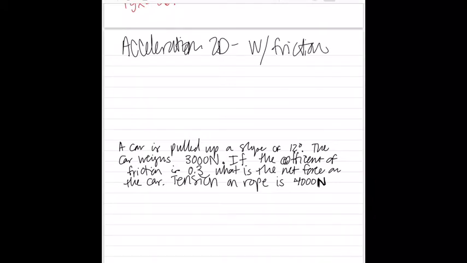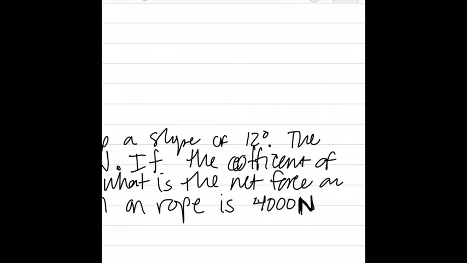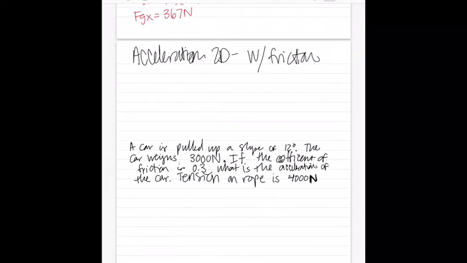All right, so I pulled in this question that we did the other day. So the car is pulled up a slope of 12 degrees. The car weighs 3,000 newtons. If the coefficient of friction is 0.3, what is the net force on the car? So this question will change a little bit, and it will be worded as, what is the acceleration of the car? It says, and then the tension on the rope is 4,000 newtons. Okay, so let's go ahead and draw our free body diagram. So let's get our triangle in here. This is always step one. Draw your triangle.